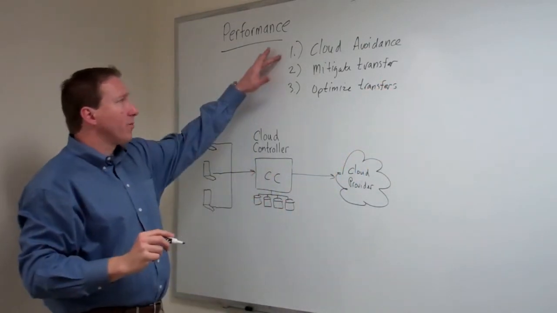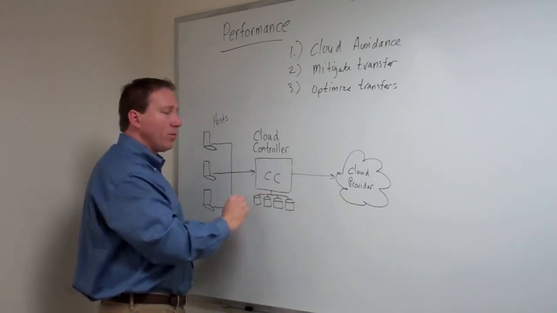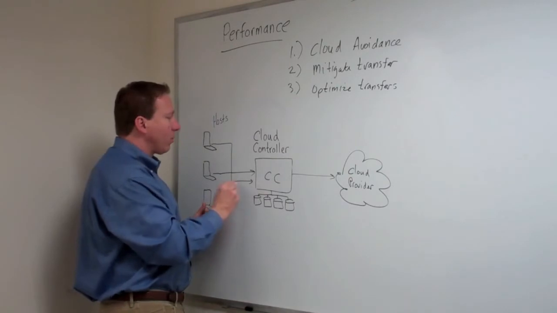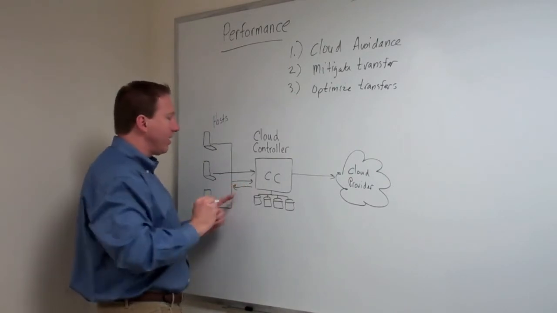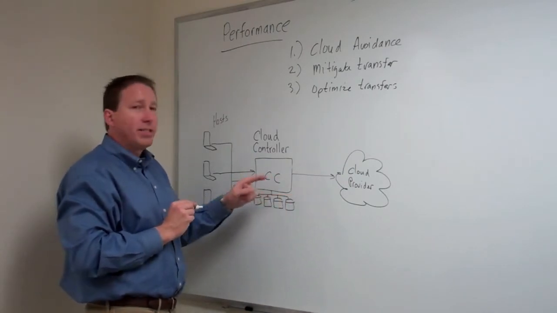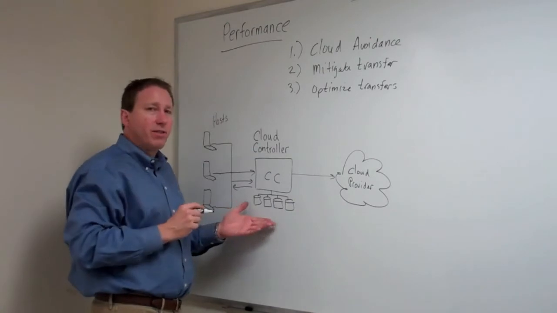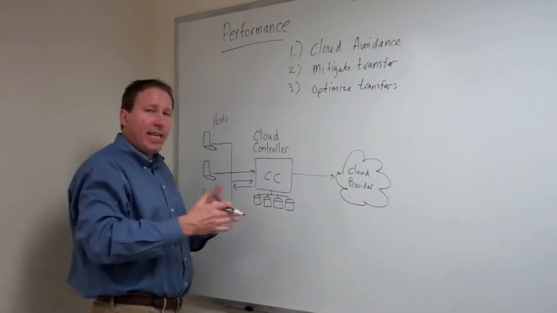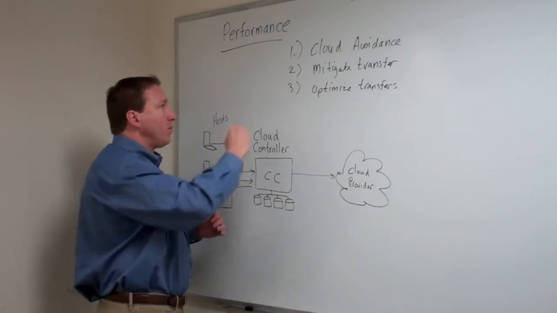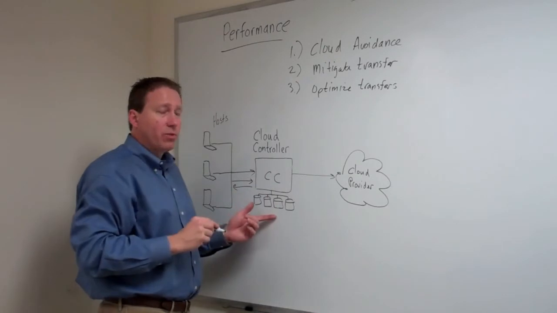So if we take a look at the first one, cloud avoidance, that's really a matter of providing some sort of local storage on the cloud controllers such that when hosts go to make writes or reads, they get an instant acknowledgement. They get their data access right away. They don't have to go to the cloud to get the data. And a lot of times there's a certain size storage here that keeps the frequently accessed data that allows that.